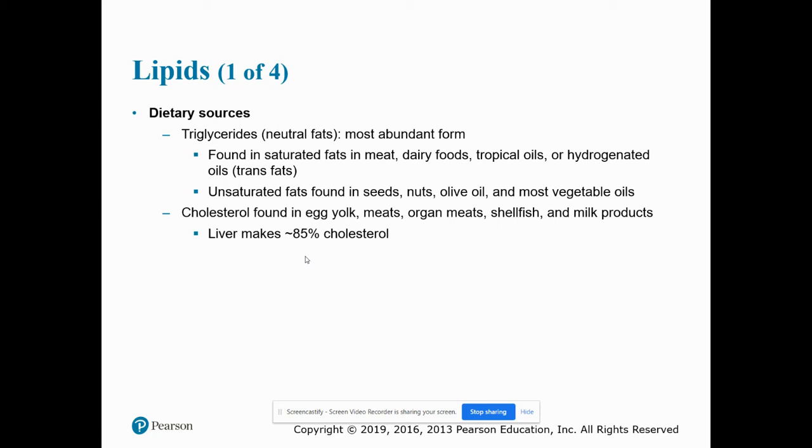The liver makes about 85% of the cholesterol, which means that we get about 15% from our diet. Now, I am not going to ask you to remember every single item that has cholesterol for the exam. I just would like you to know some examples of where we find cholesterol and find saturated fats and find unsaturated fats.